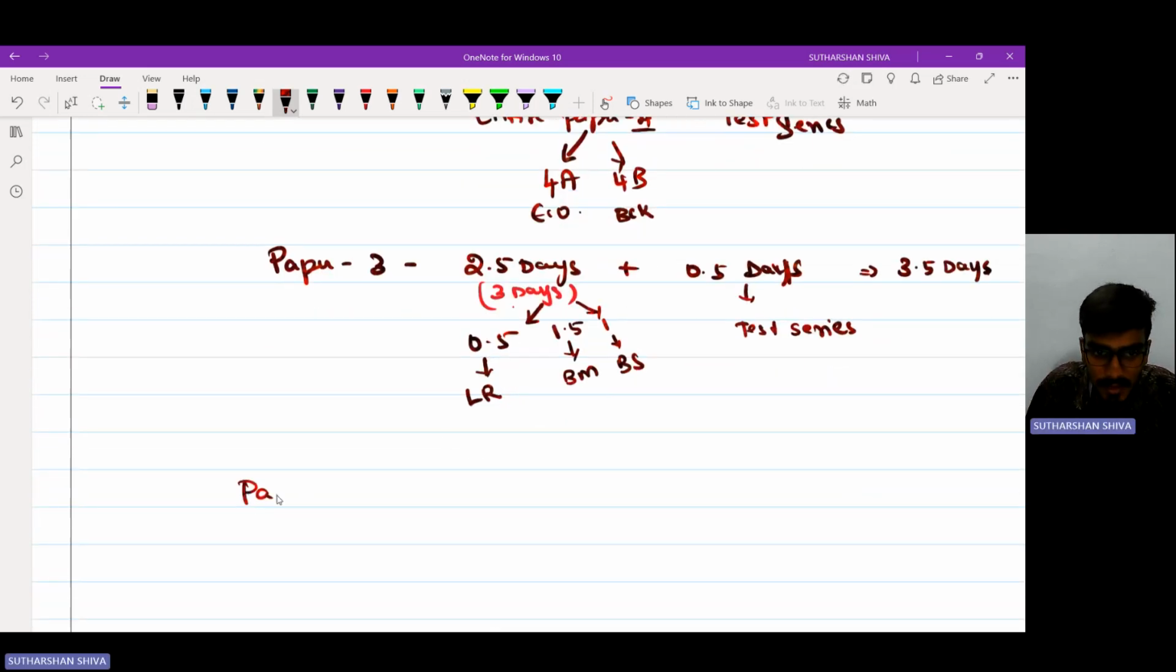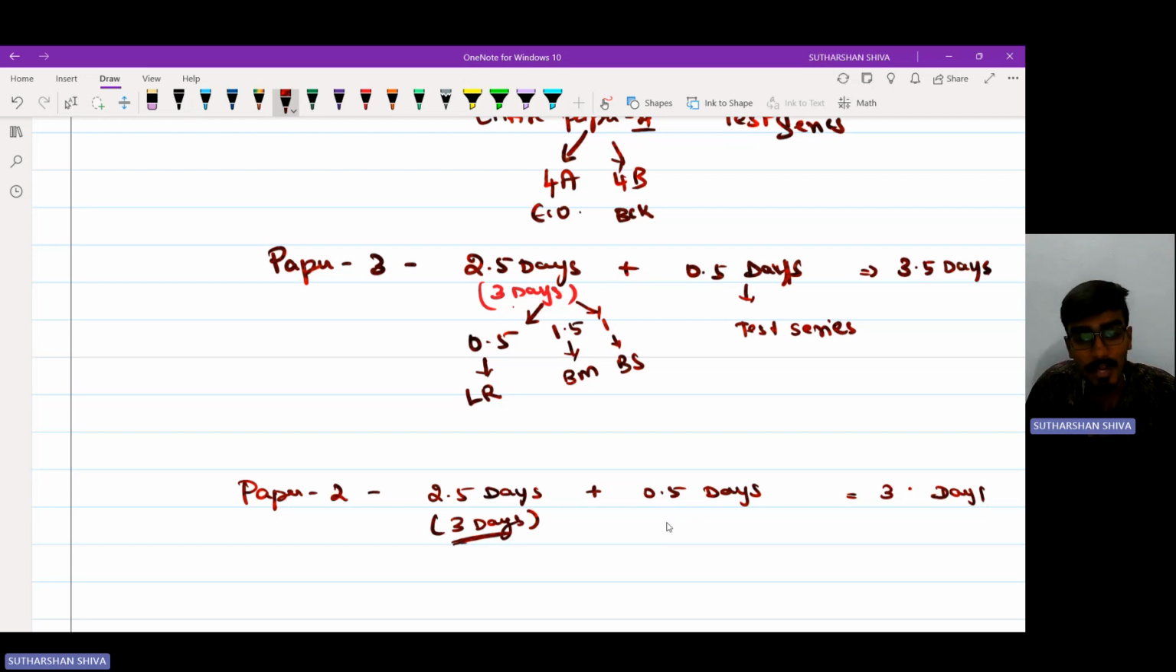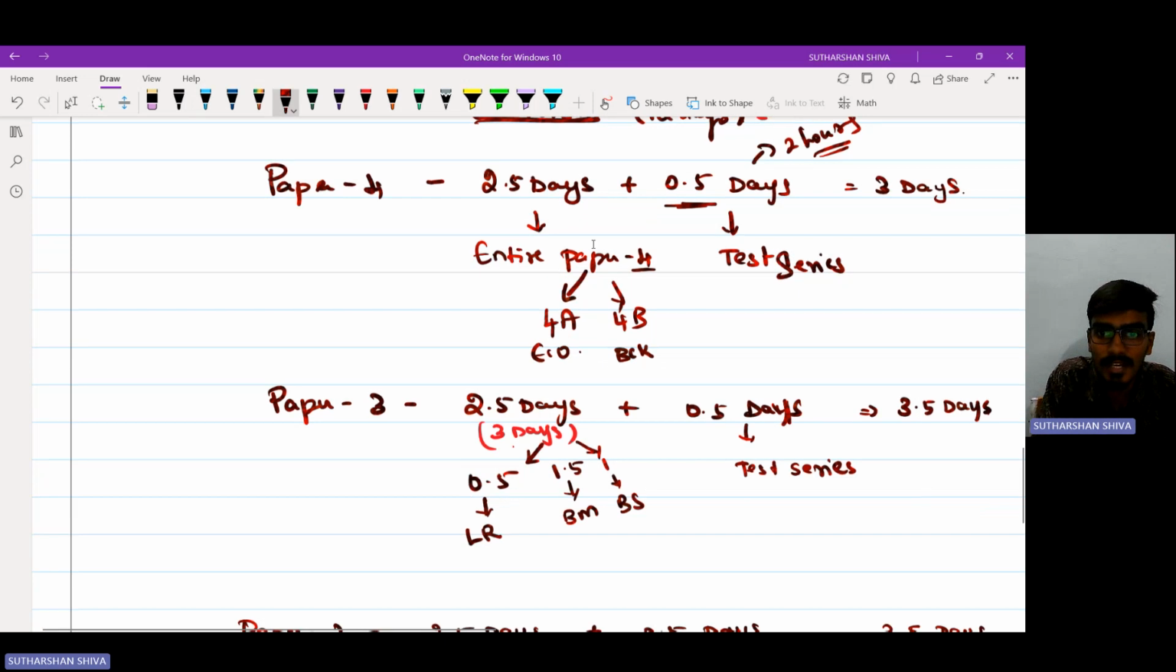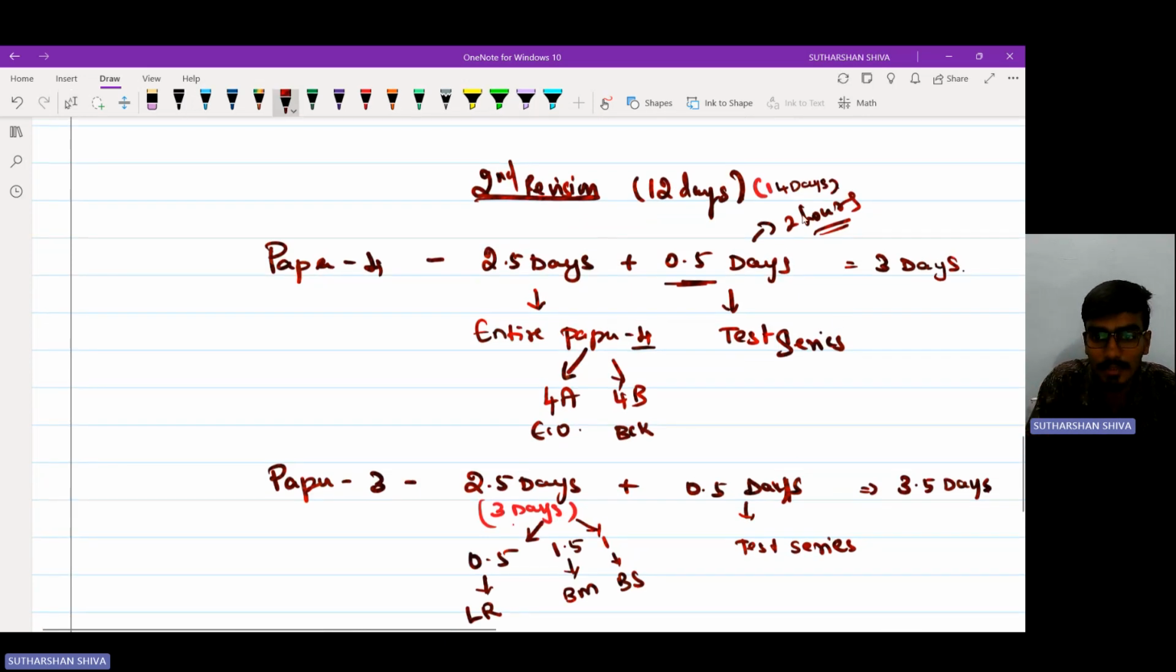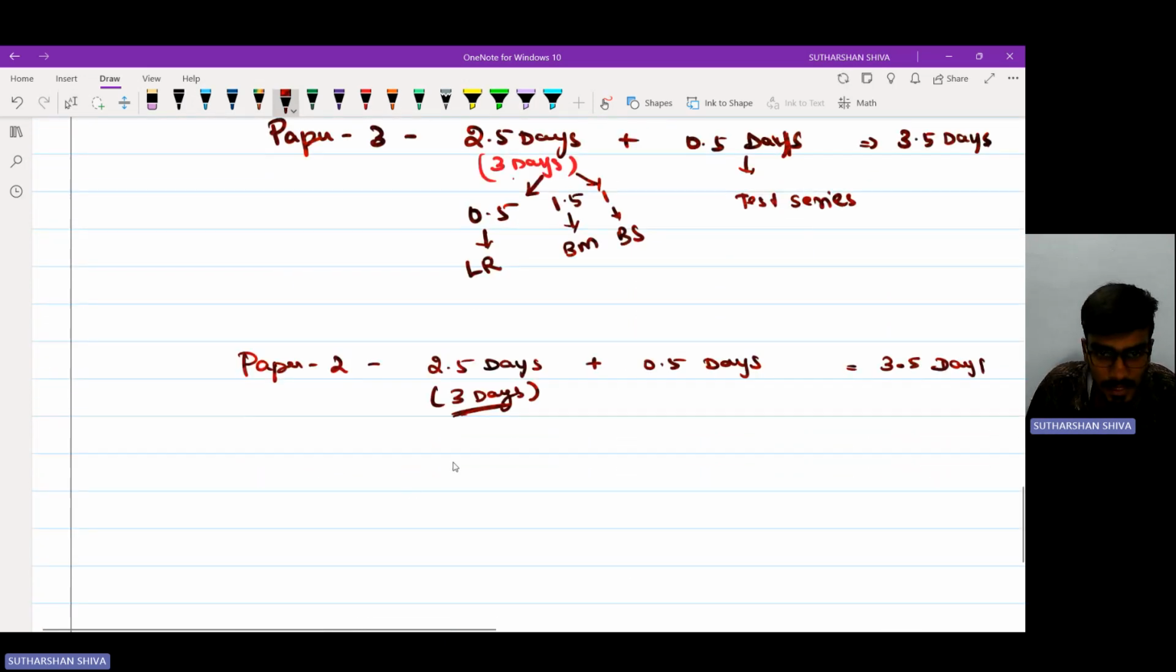Next, as far as paper 2 is concerned, the same 2.5 days as my actual plan plus 0.5 days is equal to 3 days. Actually, if you want to give some more good time, give 3 days again for this paper. We are giving extra 2 days for paper 3 and paper 2 as compared to paper 1 and paper 4. It will become 3.5 days. Finally, how many days will it become? 13 days. Okay, I will tell you.